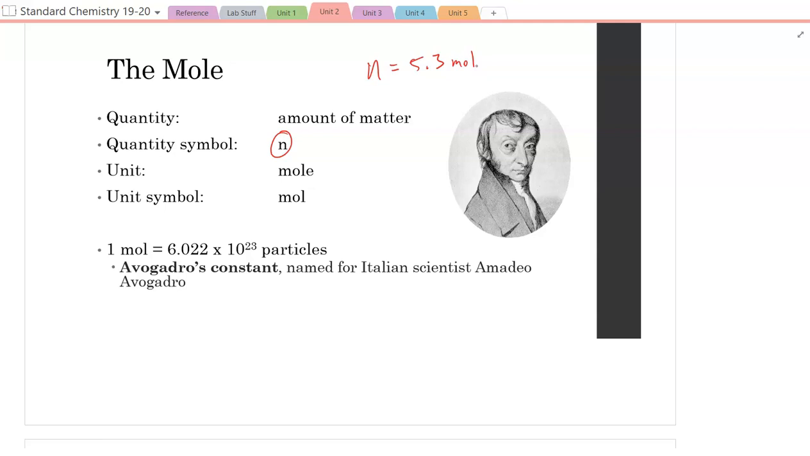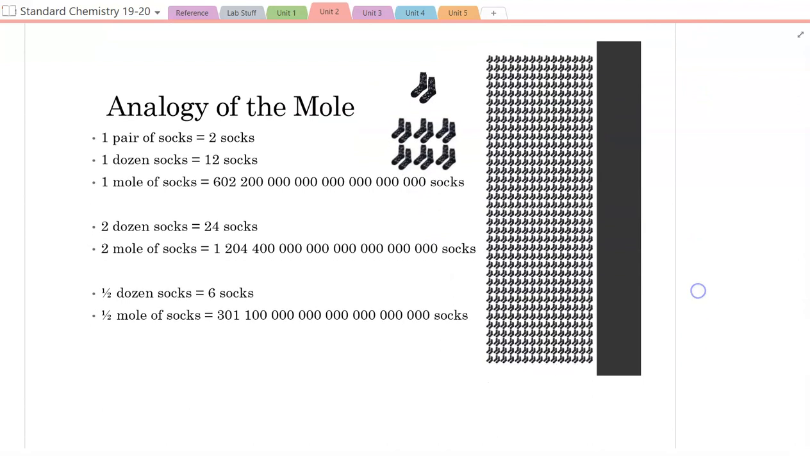The 6.022 times 10 to the 23 value is also known as Avogadro's constant, which is named for an Italian scientist and lawyer, Amedeo Avogadro. Anytime you hear Avogadro's constant, you're thinking about 6.022 times 10 to the 23. Just to make sure we understand exactly what that mole is referencing, it's a way to count large numbers or to represent large numbers without actually saying that number.